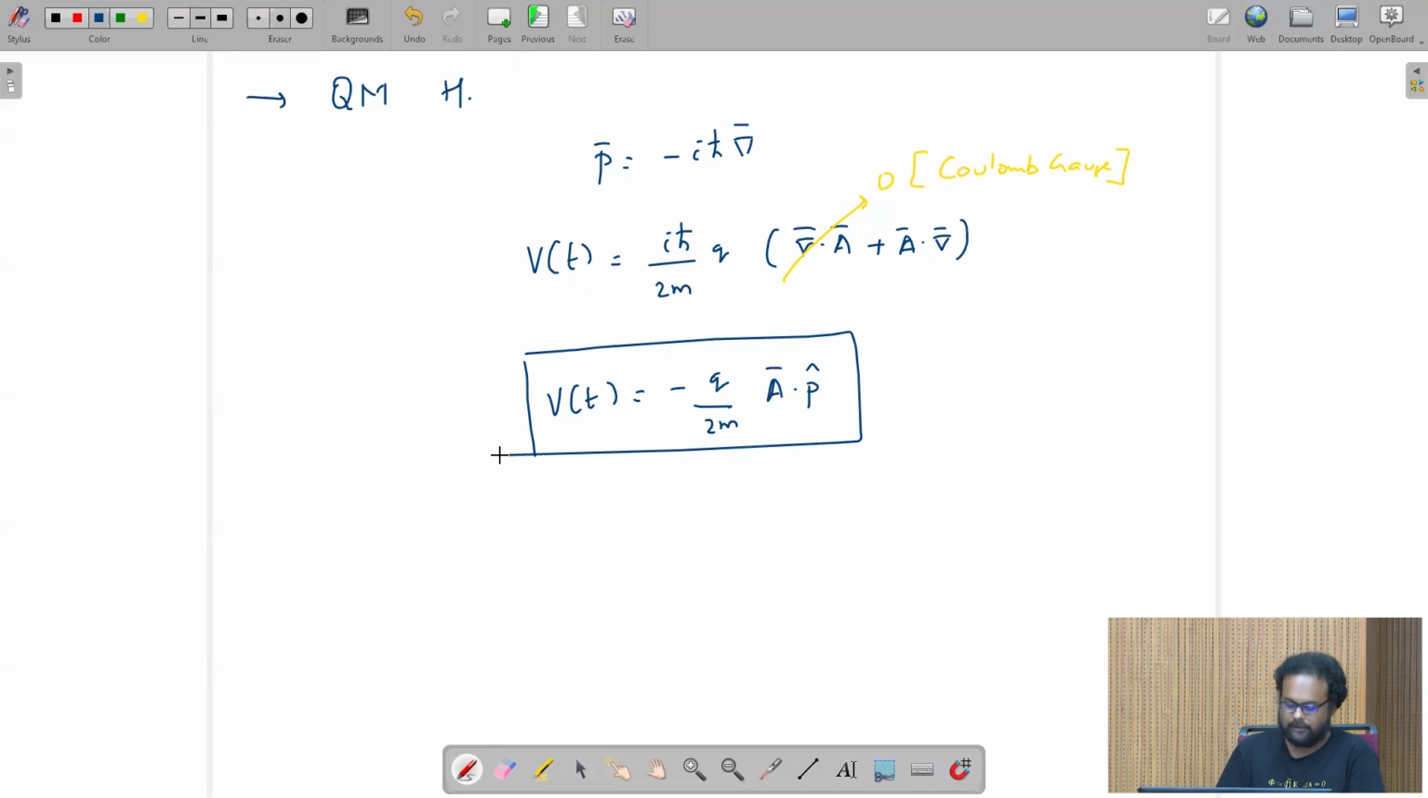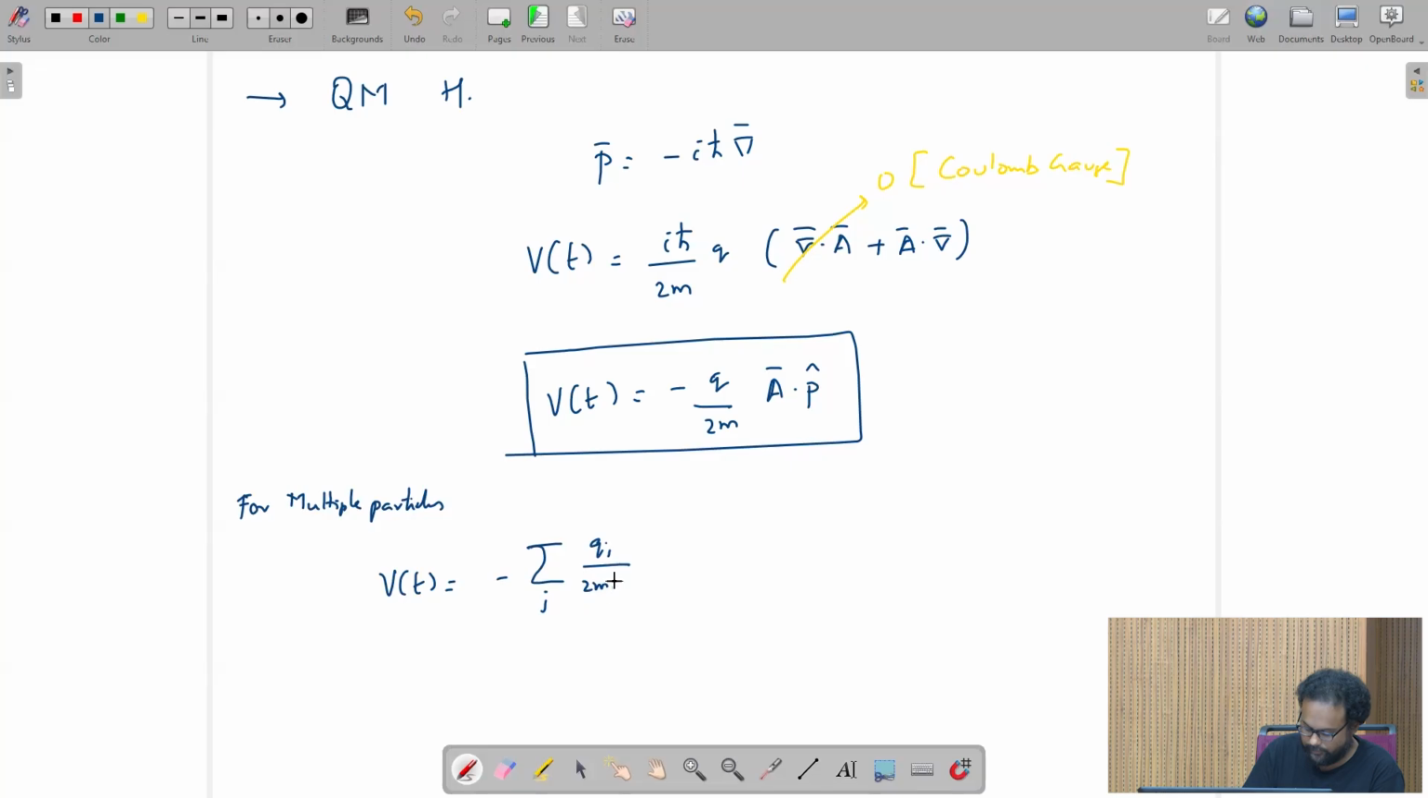This is for single particles. For multiple particles, we can generalize it. So for general multiple particles, my V of t is minus the sum over j of q_j over m_j, A_j of t dot p_j.